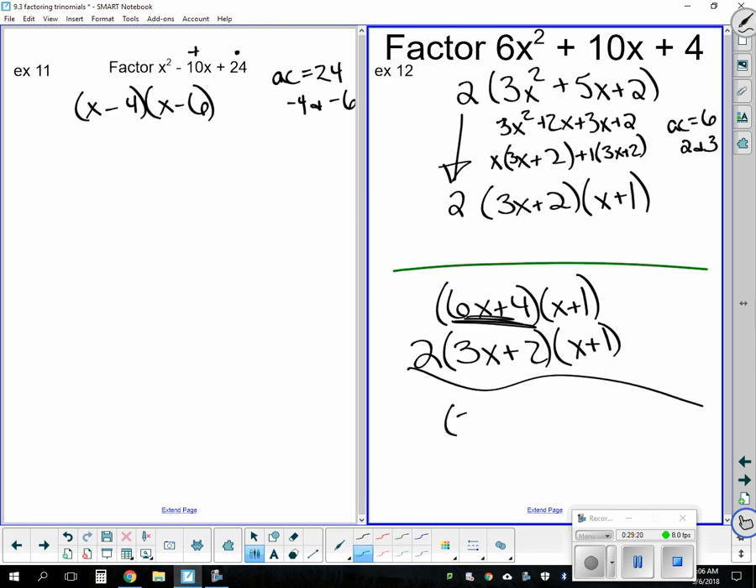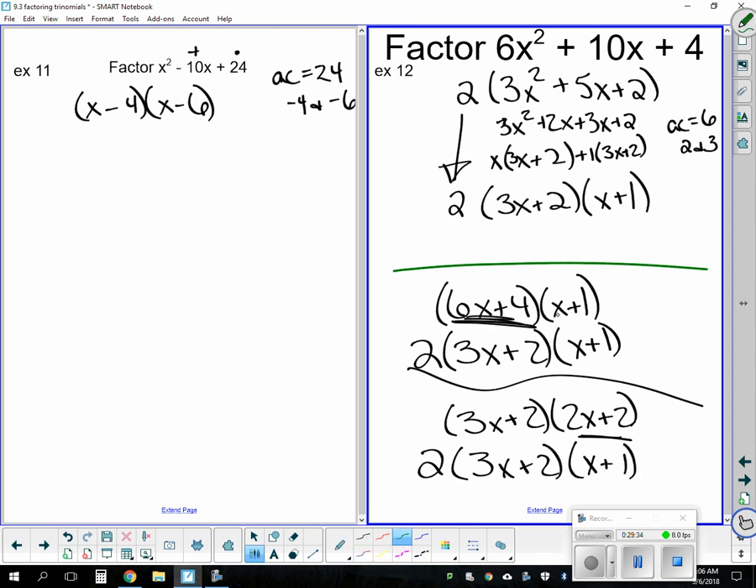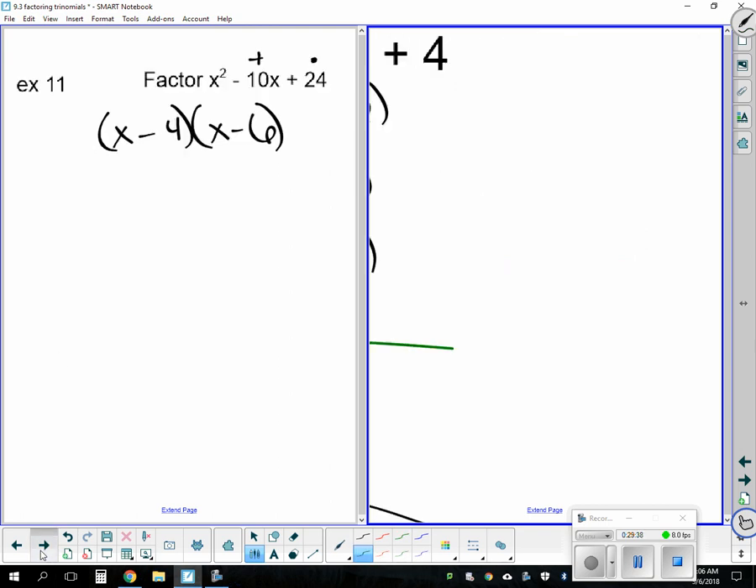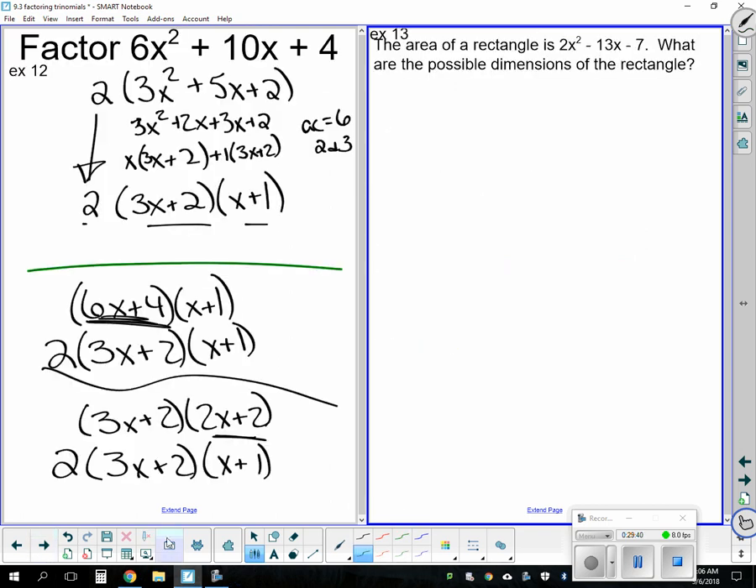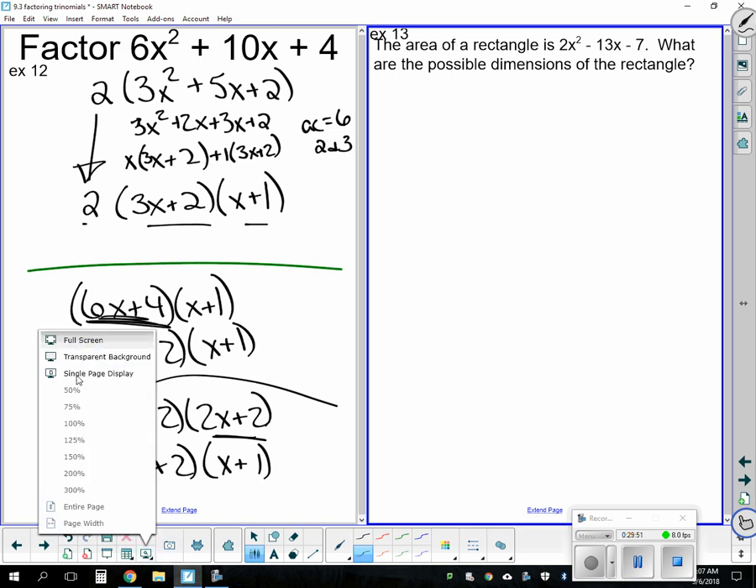Or maybe you had 3x plus 2, but you had 2x plus 2. These have a GCF, so you have to take that out. So I'm pulling it all the way out to the front, and then I'd be left with x plus 1. So you always need to make sure your answer has no GCFs left in any of the factors. Okay, last one. I know this is a long video, but this is a very important section that you will continue using all the way through your senior year of math. So super important that you get it.